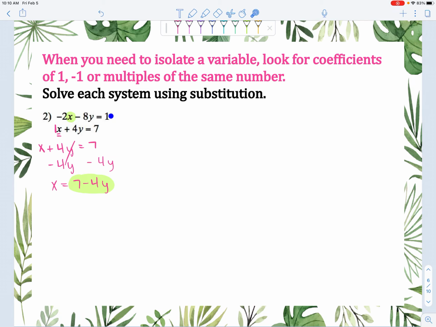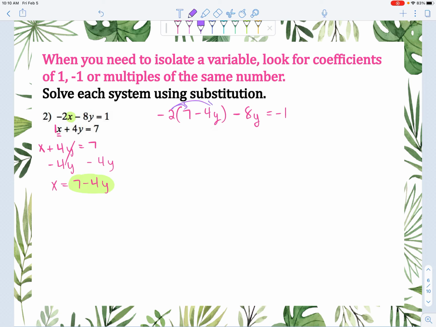So when I do my substitution step, I want to substitute into this top one. Really important that you're substituting into the other equation and not the same one. So instead of -2 times x, I have to open a set of parentheses, and in place of the x, I'm going to substitute the expression it's equal to. And when I do this, I only have y's in my equation, no more x's. I don't have both variables, I only have one.